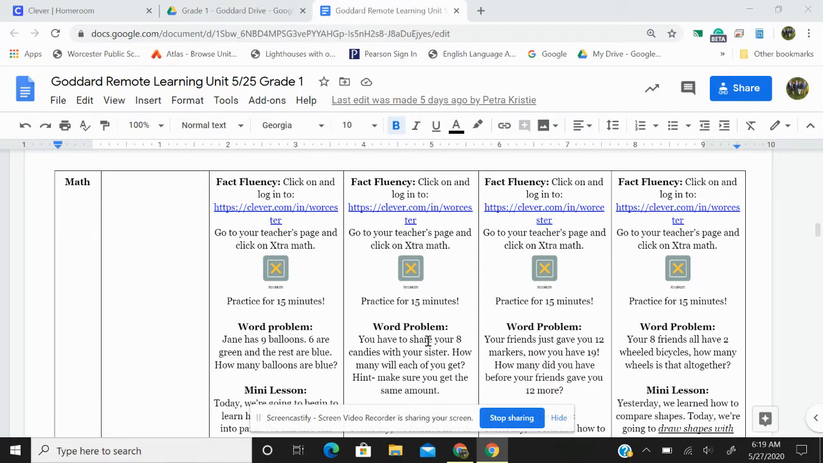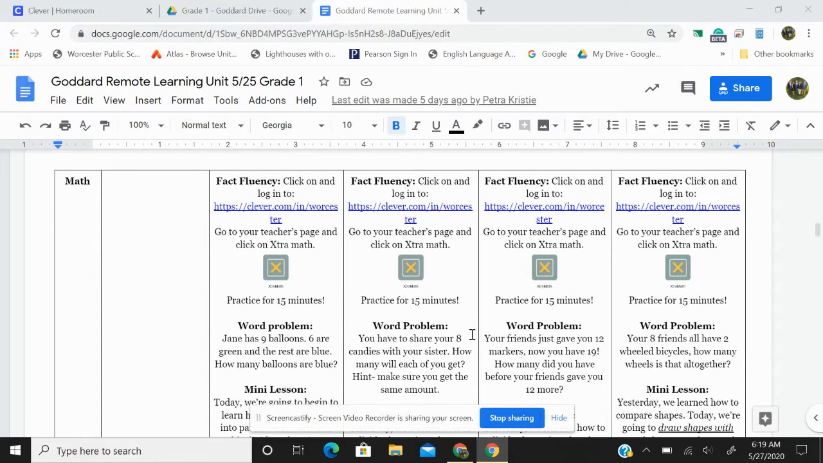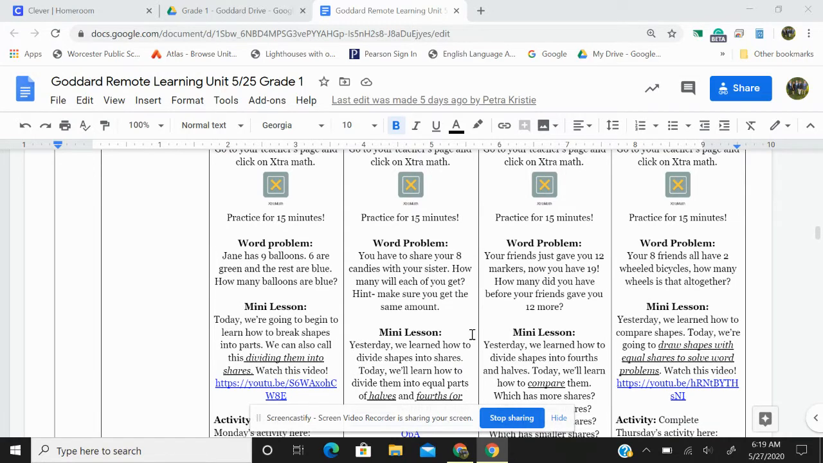On to math, which you should also be doing for about 1 hour each day. Log in to Extra Math and practice for 15 minutes. Here is a word problem of the day. You have to share your 8 candies with your sister. How many will each of you get? Hint, make sure you get the same amount.